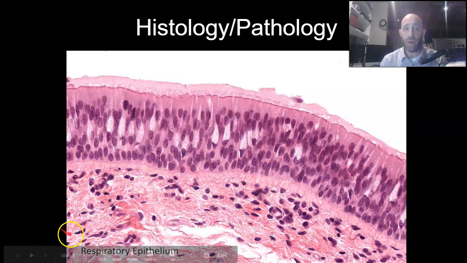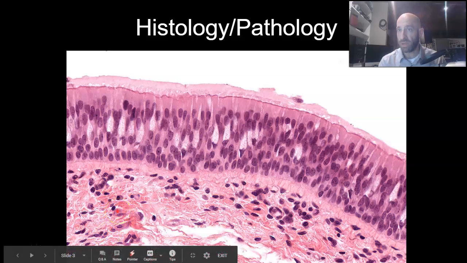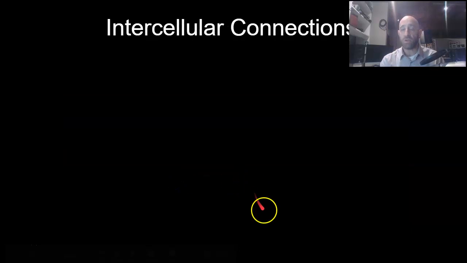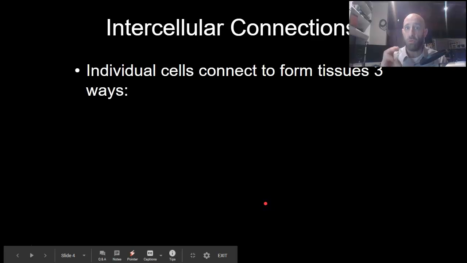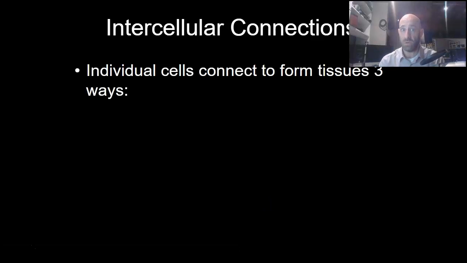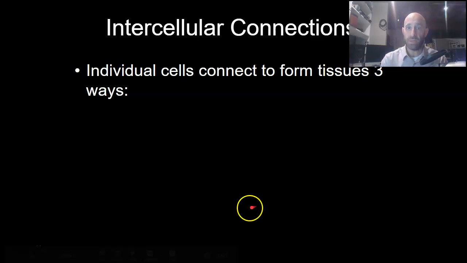So what we're going to talk about in today's lecture is, okay, we know cells are individual things that work together. How do we keep these cells connected to each other to make tissues? That's what we're going to talk about now, and those are called intercellular connections: cells connected to other cells. There are really three ways in which individual cells can connect to make tissues.